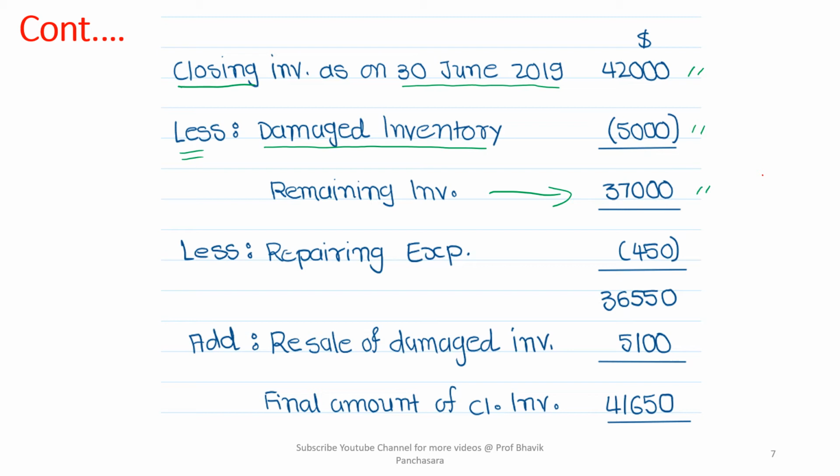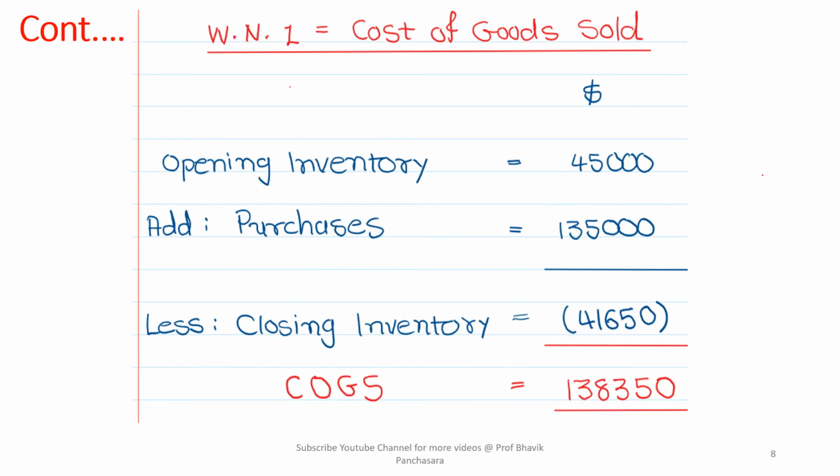Now we are going to repair damaged inventory. For that purpose, whatever repairing expenses are there, we are going to deduct, that is 450. So remaining amount is 36,550. Now this repaired inventory was sold at the rate of 5,100. So we are going to add this amount. So the final amount of closing inventory that we will consider here is 41,650. So let us complete this working note.